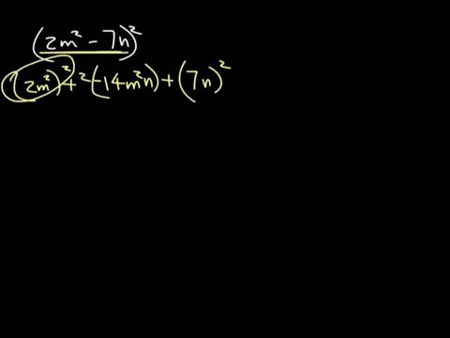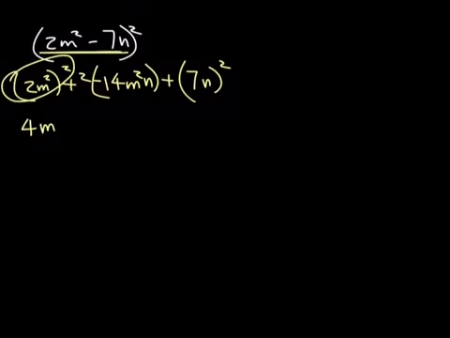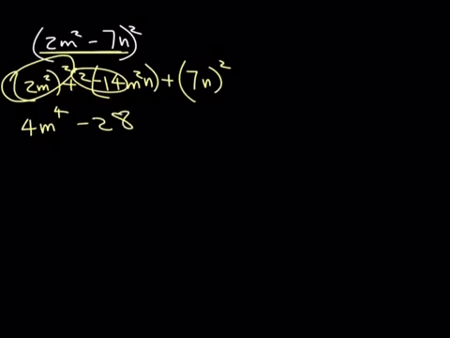Alright, so let's square those. 2 times 2 is 4. M squared squared, whoops, is m to the 4th. 2 times negative 14, plus square that, 49 n squared. And that's number 28. Let's jump down to 35 through all the way to 62 and try a few of those.